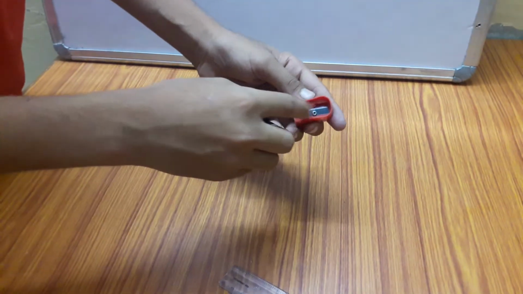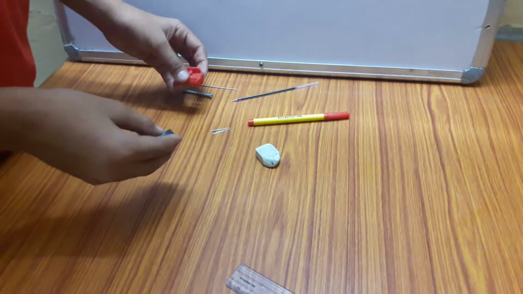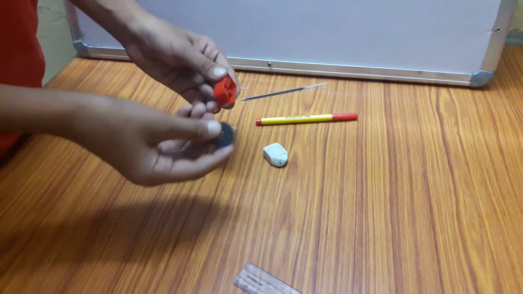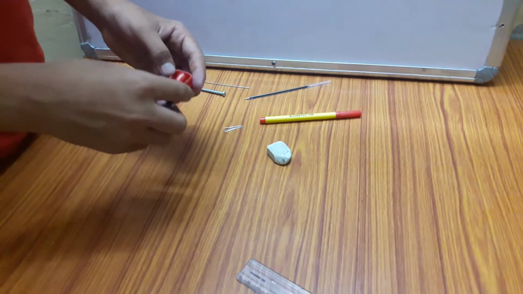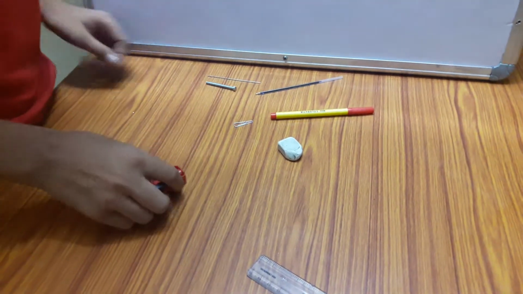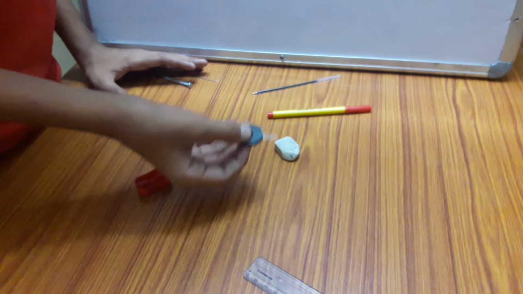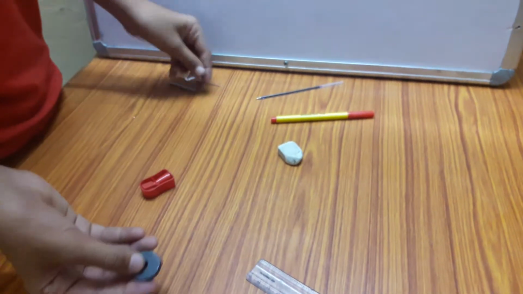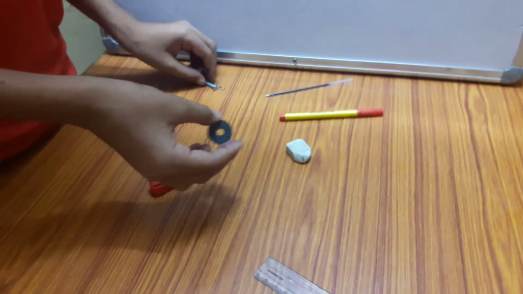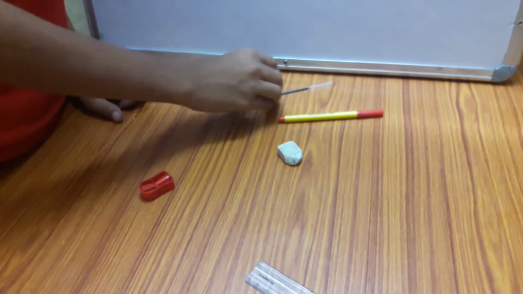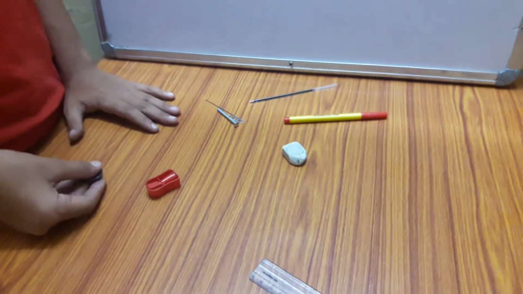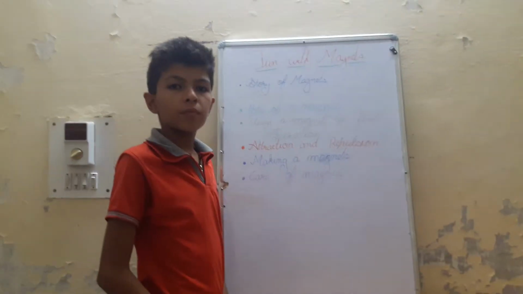The edge of the sharpener is attracted by the magnet, but the plastic covering is not attracted. A pin can be attracted by the magnet. Paper clip, rubber, sketch pen and refill cannot be attracted by a magnet.